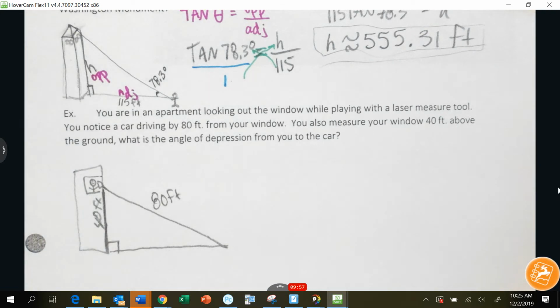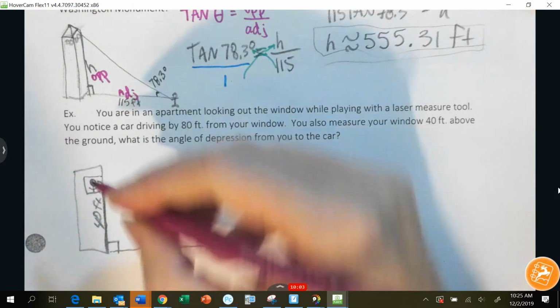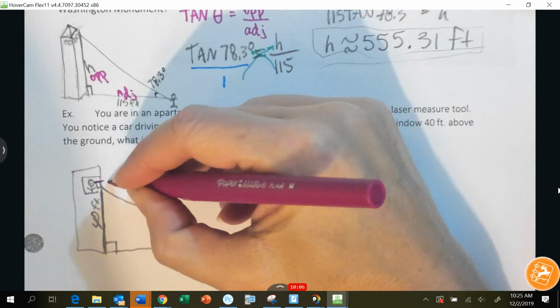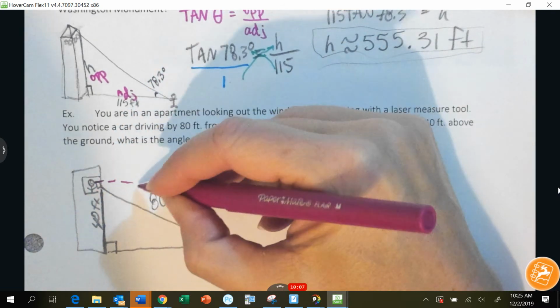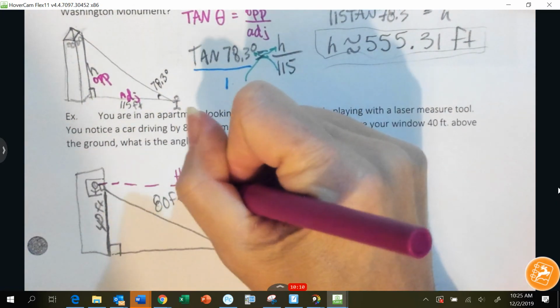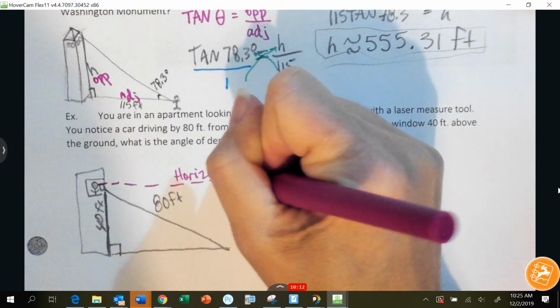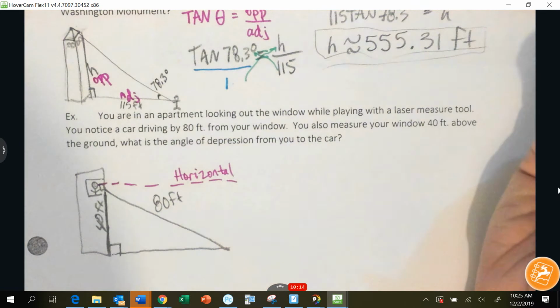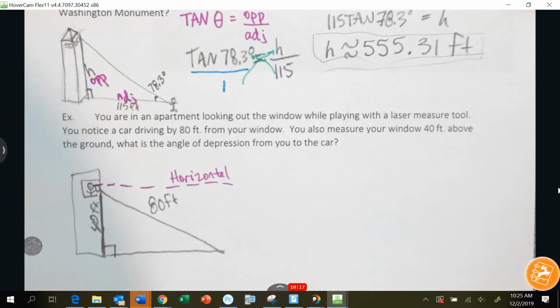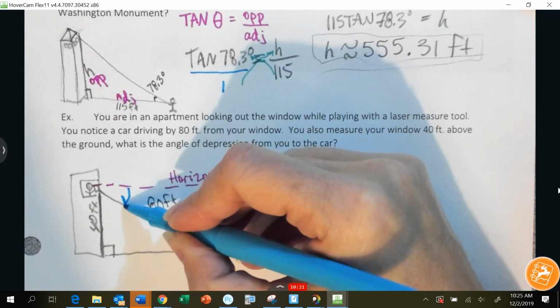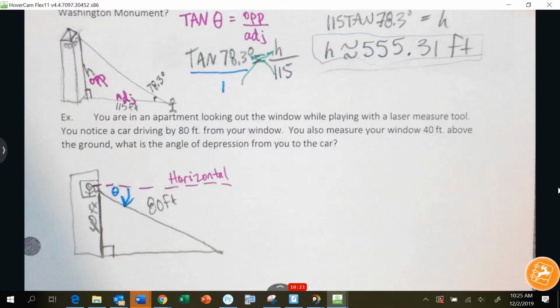Do I have a horizontal line from you? Better draw those laser eyes in. So that's the horizontal. And then to get an angle of depression, we have to angle down from the horizontal to the 80 feet. So that's where my theta is.